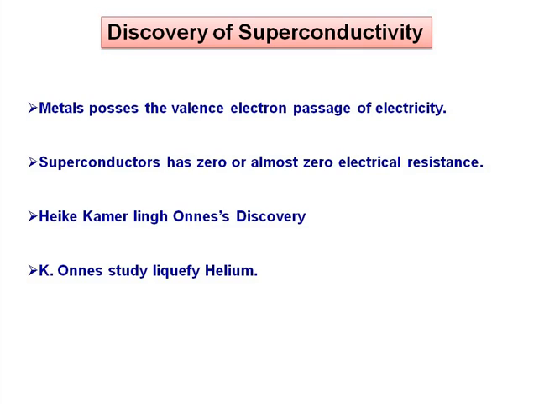Later on, Meissner and Ochsenfeld found that some superconducting materials do not allow a magnetic field to penetrate their bulk. That is, superconductors completely exclude an external magnetic field, which is called the Meissner effect. In 1975, it was observed that an alloy of niobium and germanium can act as a superconductor at 23 Kelvin.